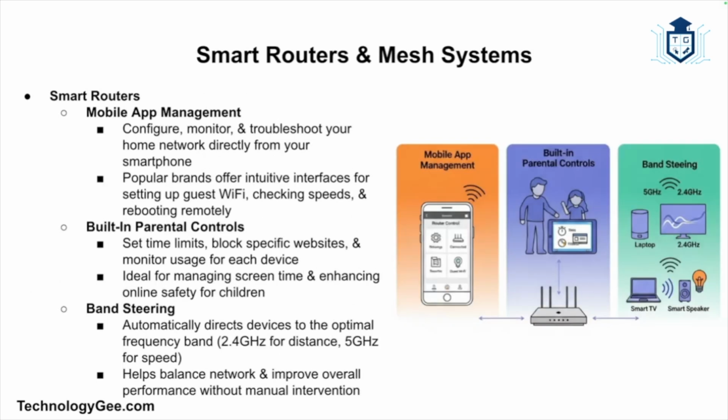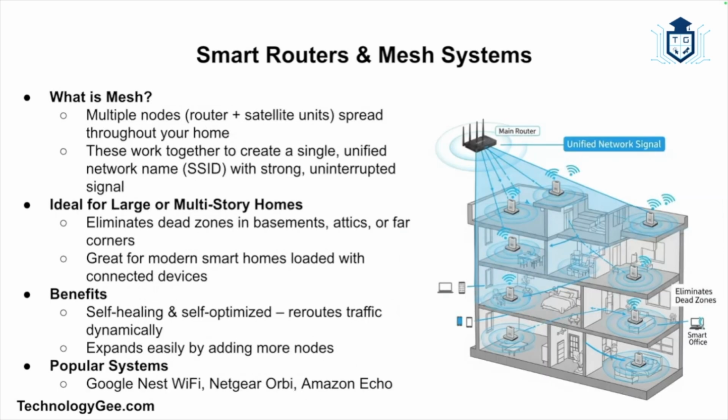All right, next let's talk about smart routers and mesh systems. So modern routers, they have gotten smarter. A smart router has mobile apps for easy control. It has built-in parental controls, and it does this thing called band steering, where it can automatically switch between 2.4 gigahertz and 5 gigahertz. And then we have what is called a mesh Wi-Fi system.